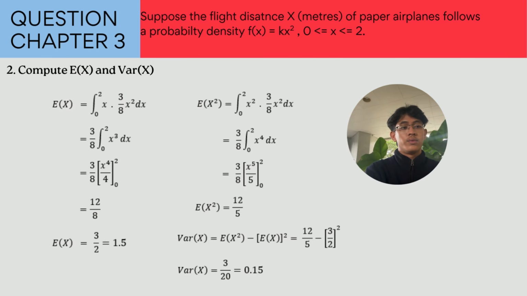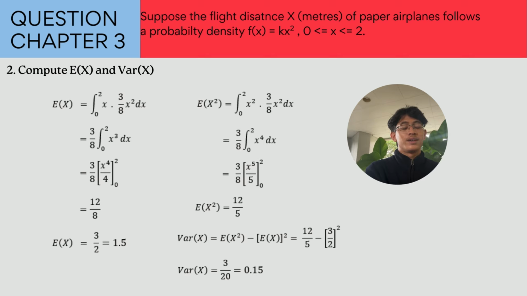Now for this slide, we are finding the expected value and the variance of the flight distance. Since we already know the probability density function, which is f(x) equals 3 over 8 x squared, we use this to compute the mean. Now, we find the expected value of x. The formula for expected value is as follows. After we solve the integral, we get 3 over 2, or 1.5. This means the average flight distance is 1.5 meters.